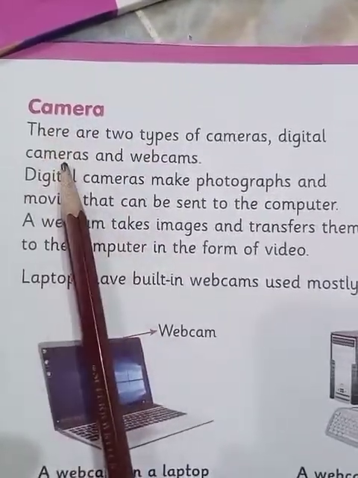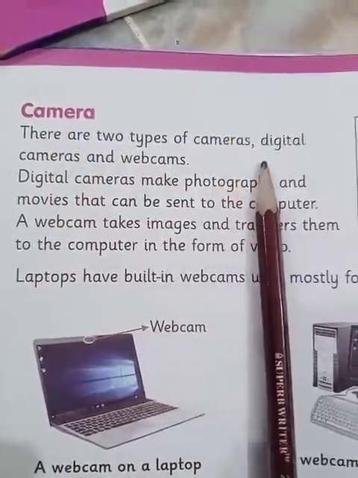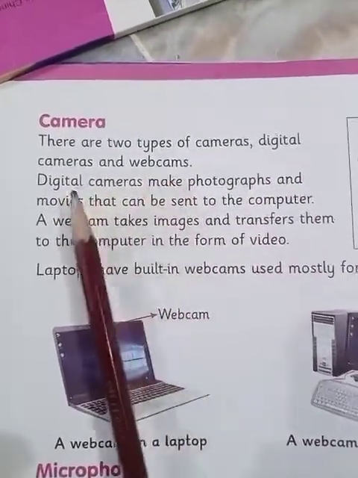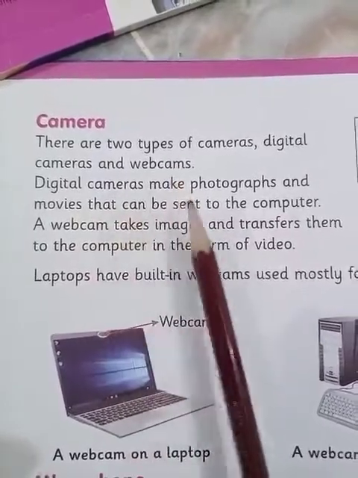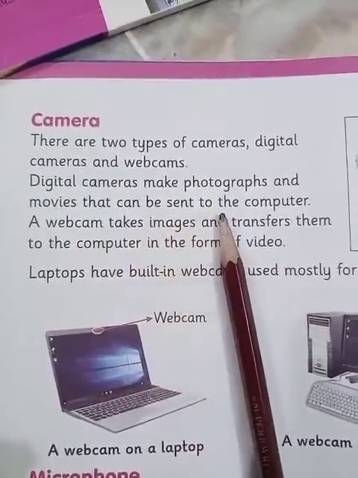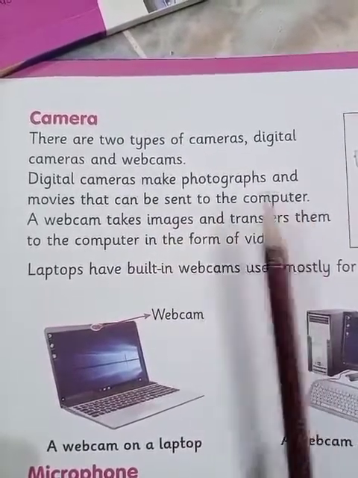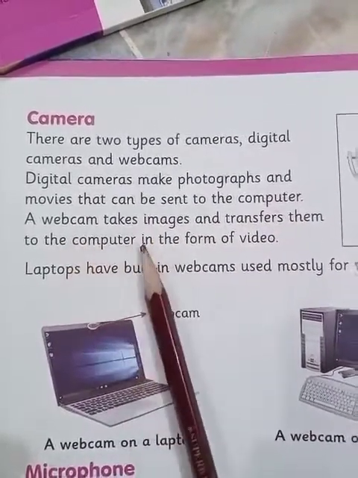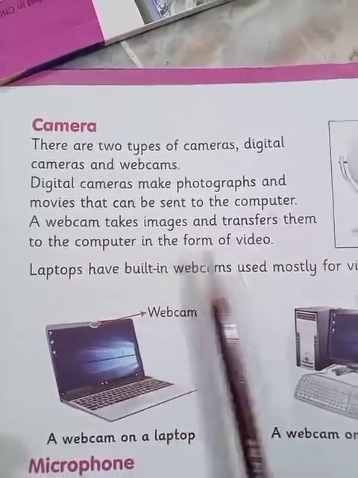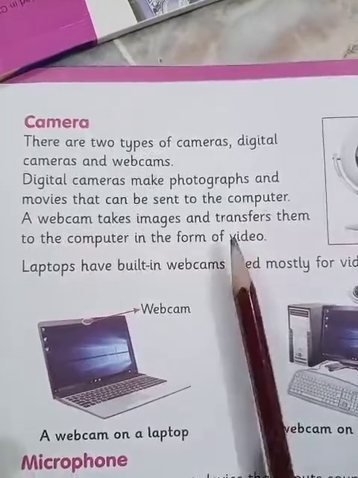Camera. There are two types of cameras, digital cameras and webcams. Digital cameras make photographs and movies that can be sent to the computer. A webcam takes images and transfers them to the computer in the form of video.